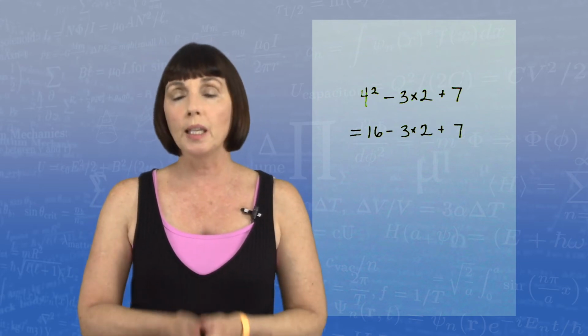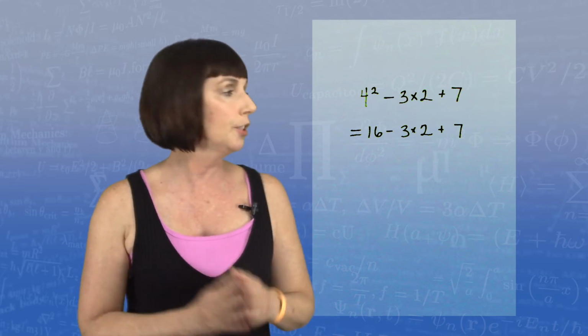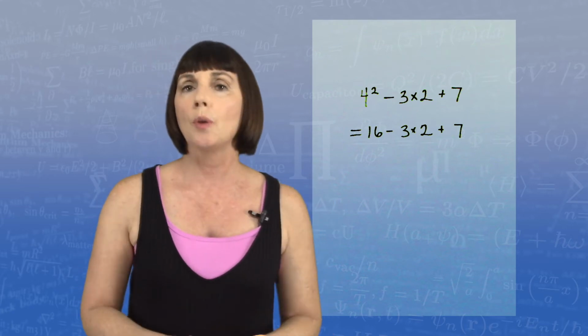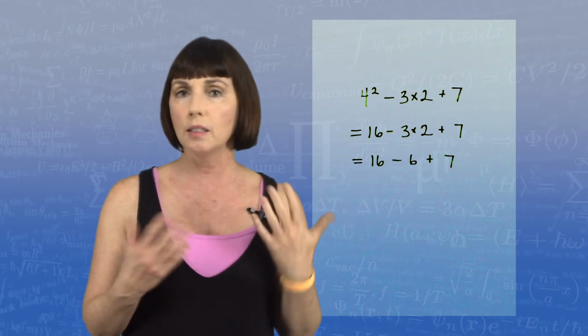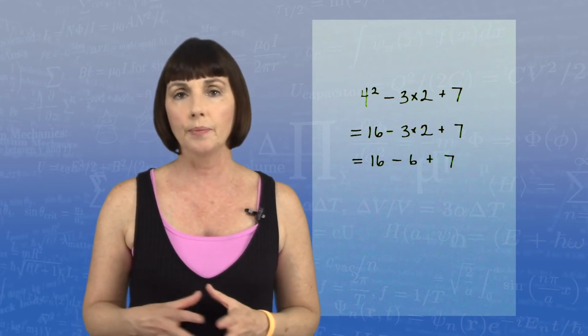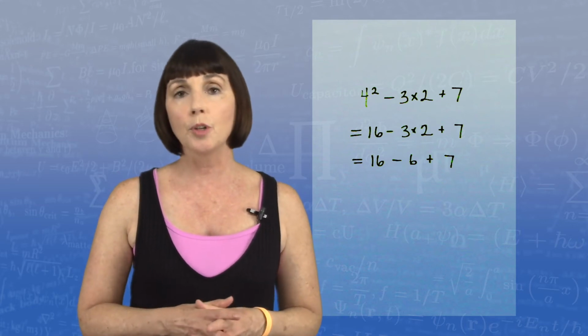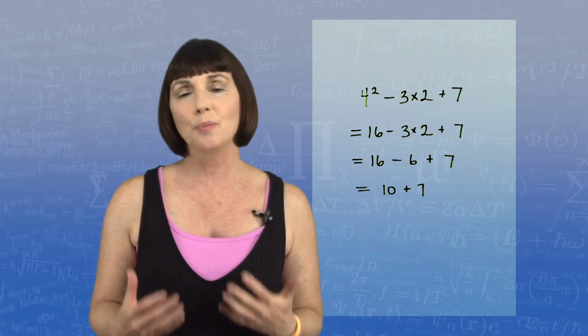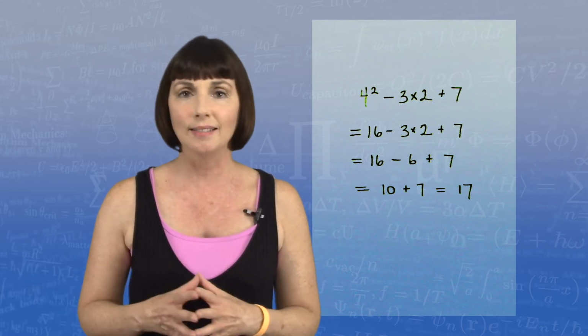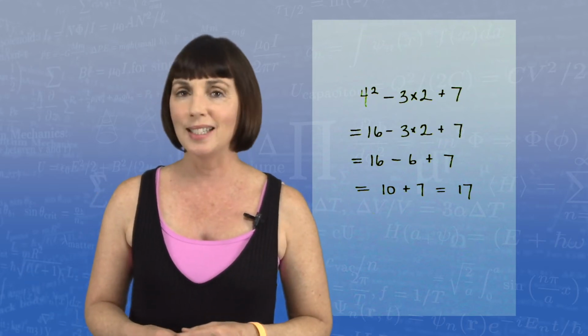Now I do multiplication and division from left to right. I just have multiplication in there. So I'm going to do that 3 times 2 next. So I get 16 minus 3 times 2 is 6, plus 7. Now I just do my addition and subtraction from left to right. 16 minus 6 is 10, plus 7 is 17. So the answer to this one is 17.